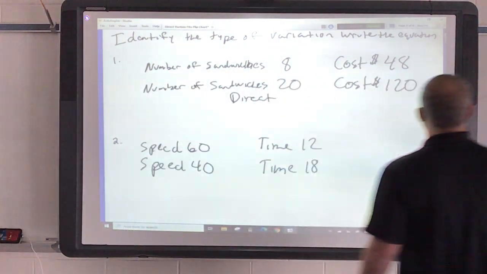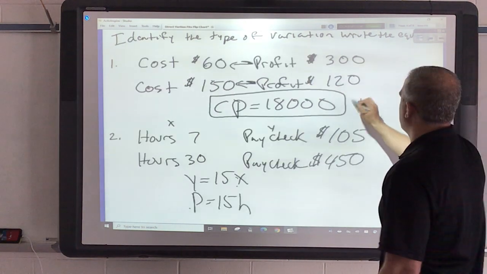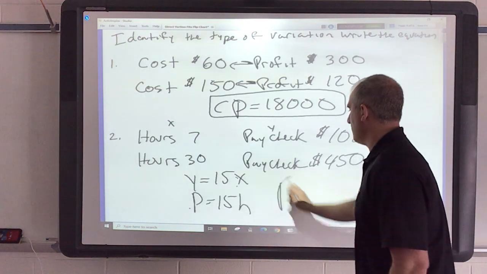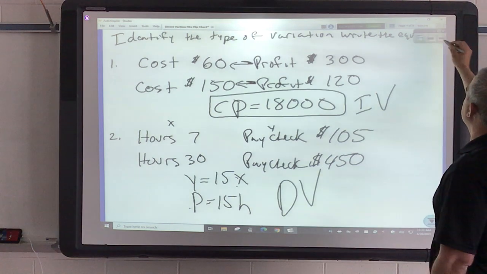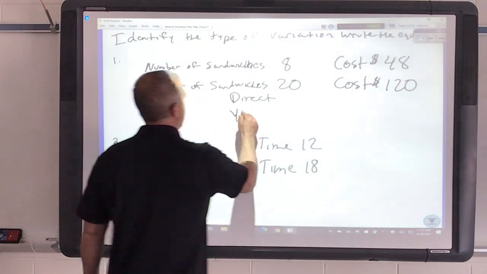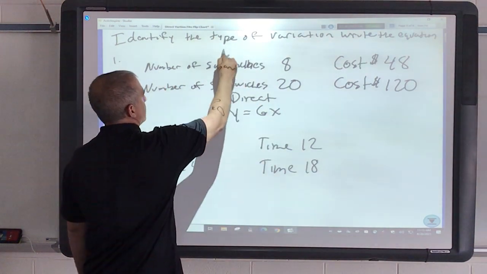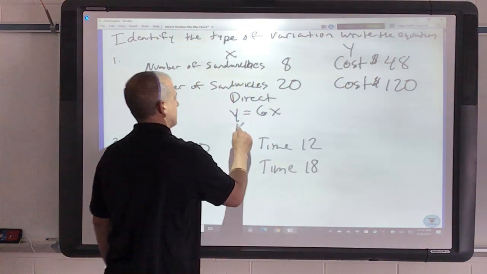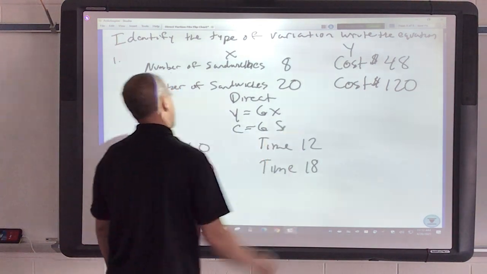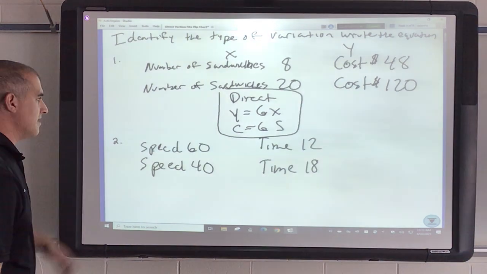All right, I should have probably said back in those previous examples, this would be inverse, and this would be direct variation, okay? All right, so this is direct variation. This would be y equals 6x. If you prefer, this is x and this is y, so this is cost and sandwiches, all right? Either answer for that, any of those would be fine, okay?